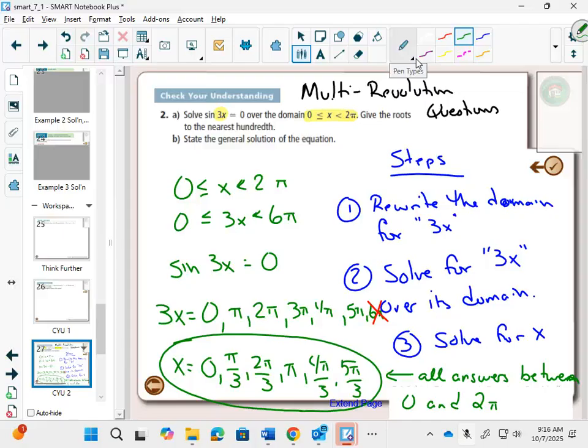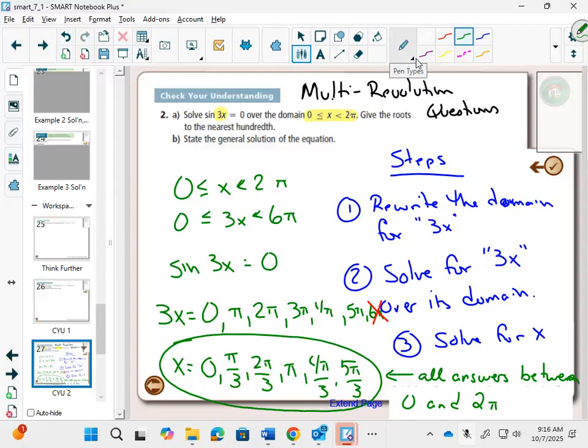Normally, how many answers? Normally, we find like 2 answers, right? Once around the unit circle. Usually, it's in 2 quadrants, and you get 2 answers. Sometimes the axis family is a little bit different. But we ended up with 6 answers because it was a multi-revolution question.